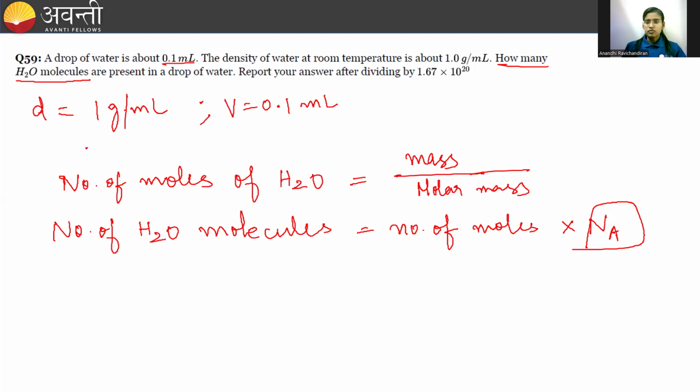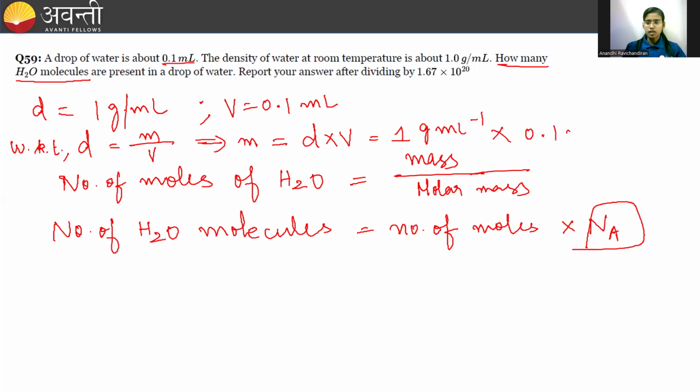We know that density is equal to mass by volume. We are supposed to find out the mass. So mass is equal to density into volume. Density is 1 gram per milliliter, and the volume is 0.1 milliliter. Milliliter and milliliter inverse get cancelled. So it will come out to be 0.1 gram. So 0.1 gram is the mass of water.